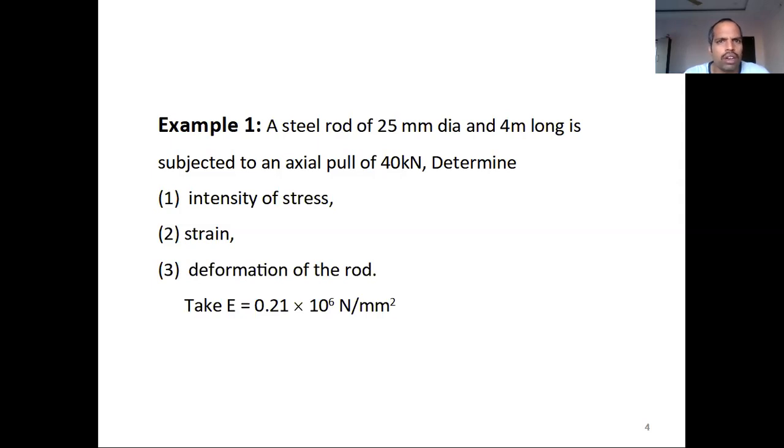Otherwise you use the change in length. Strain is equal to change in length by original length. The change in length is not directly given, so you can calculate it using the formula PL by AE. P is given, L is given, A is given, E is given. So calculate the change in length. Once the change in length is known, change in length by original length, that is 4 meters, will give the strain. That's all. Like that also you can calculate, right?